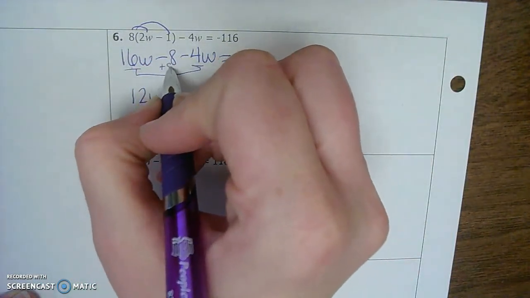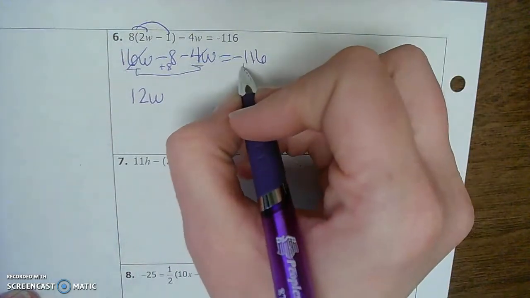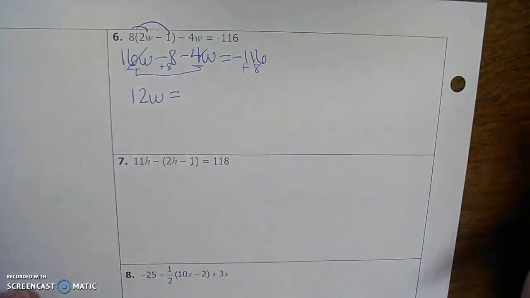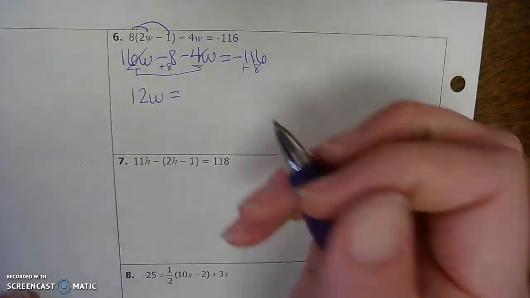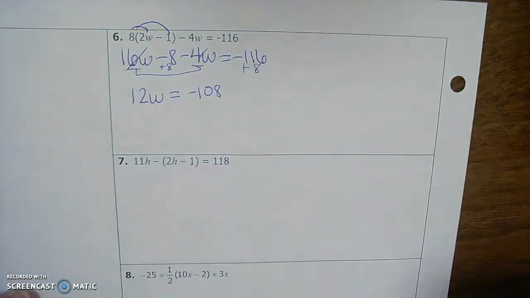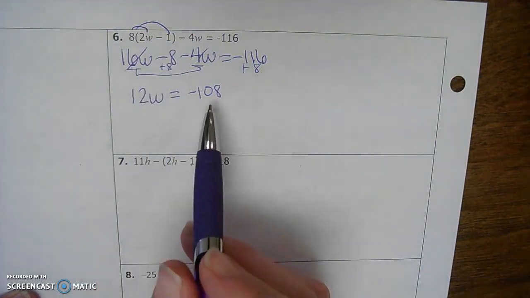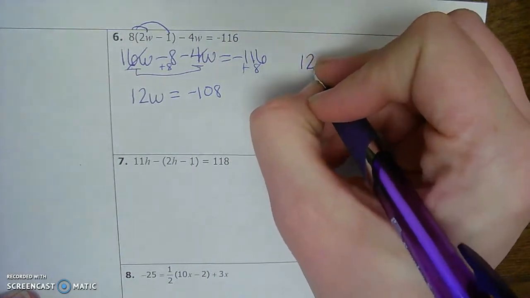If you want to add 8, since that's the only thing that's left, you can add 8 at the same time. So if I do that, I would have 12W equals negative 116 plus 8 gives us negative 108. Again, you can only do that if you have just a number left. If you don't want to do that, obviously that's fine.